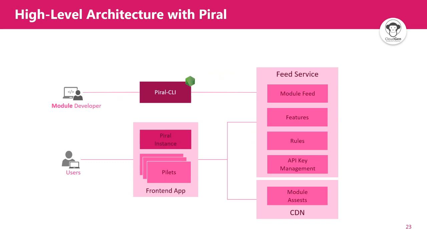You have your app shell, we call it the Piral instance. You have your microfrontends, we call them just pilets. They're just static files or can also be hosted somewhere. And then you have different aspects, like someone who is creating the pilets: a module developer uses a special command line tool written in Node.js.